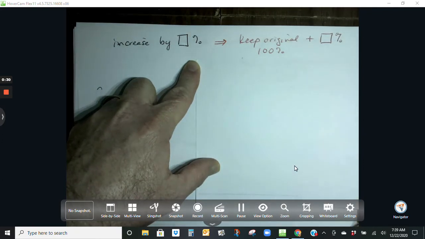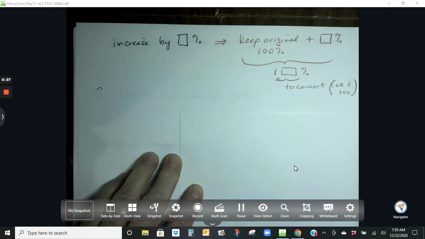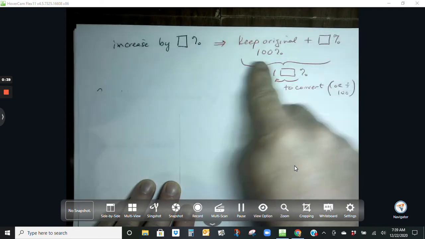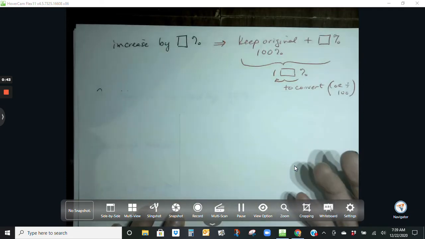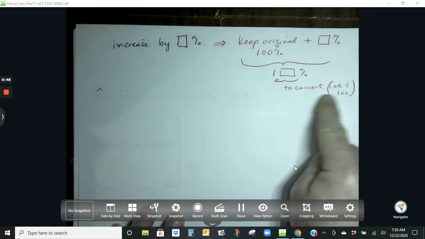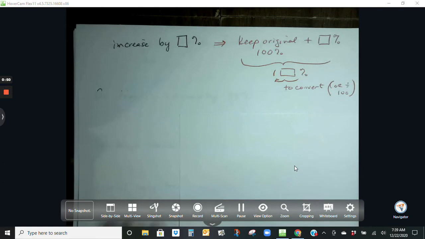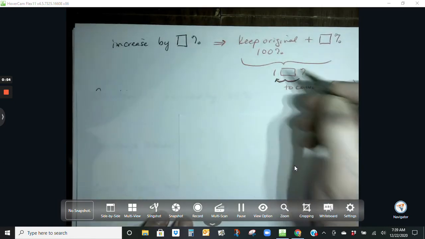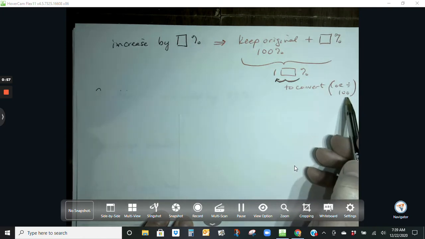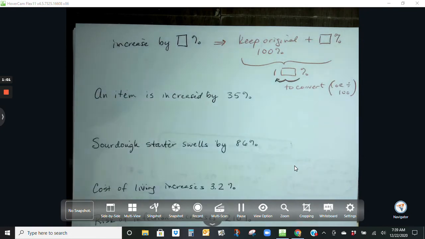And so when we think about growth factor, or what we're going to multiply by, we're going to be adding these two. And so we're going to have some kind of 100 and some percent probably. And then we need to convert that to a decimal. And to convert that, we move the decimal 2 places to the left, or you can say divide by 100. Okay? So to find the growth factor, let's look at this.